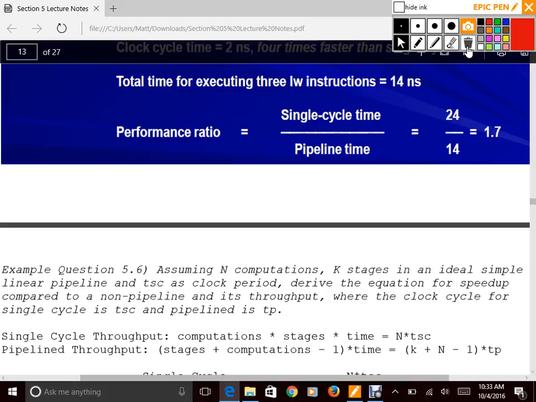All right, so the problem states, assuming n computations with k stages in an ideal simple linear pipe where TSC is the clock period for single cycle, derive the equation for speedup compared to a non-pipeline and its throughput, where the clock cycle for a single cycle is TSC and pipeline is TP, right? So we're going to figure this out.